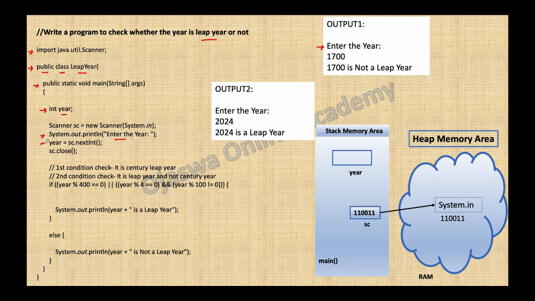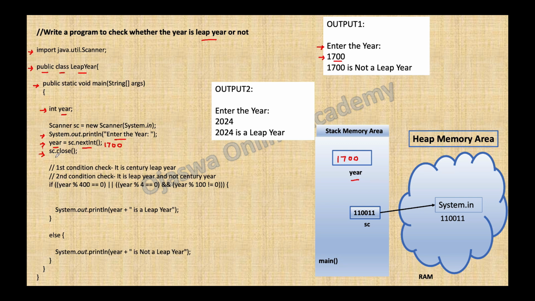Next statement is year equal to sc.nextInt. NextInt is a method belonging to Scanner class. NextInt is used to read the input in an integer format. So if the user enters, for example 1700, this 1700 figure is read in an integer format. There are various methods for various data types. For example, if you want to read double value, the method will be nextDouble. Year is an integer variable. That is why we need to read the input in integer format. So this 1700 input by the user is stored in the variable year. So value 1700 will be stored in the memory space reserved for variable year.